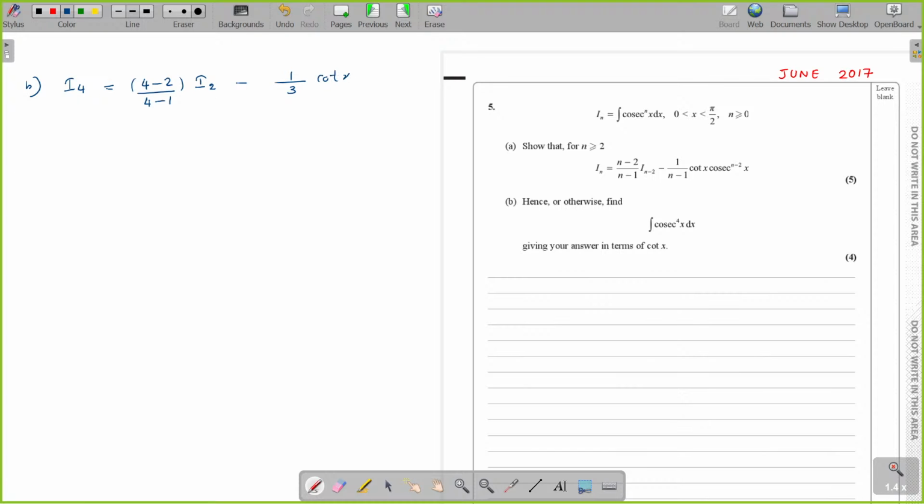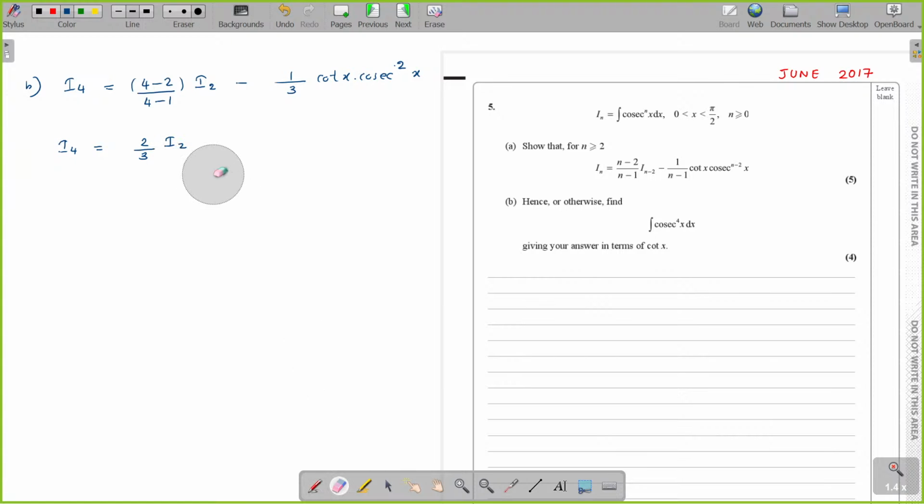Cot x, cosec to the power n minus 2 x. Sorry, not n minus 2. We are going to replace n with 4, so 4 minus 2 will be cosec squared x. Guys, do you agree with me? Cot x cosec to the power 4 minus 2, yeah, cosec squared x. So when you simplify, I get I4 equals, 4 minus 2 is 2, 4 minus 1 is 3, I2.